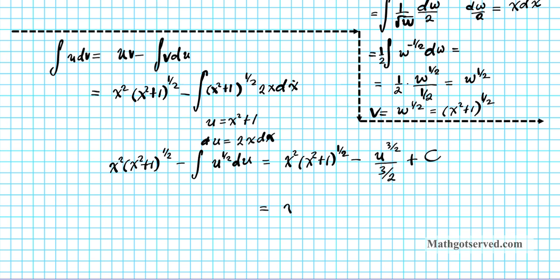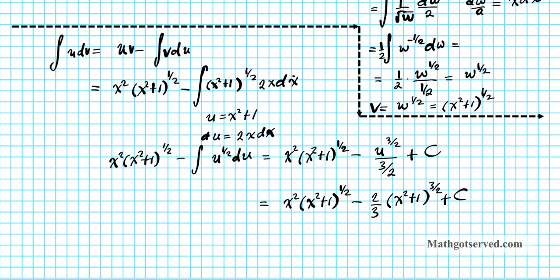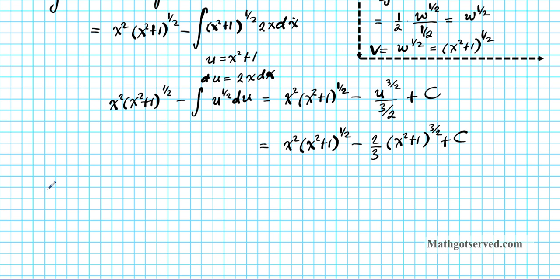So our solution is going to be x squared times x squared plus 1 raised to the 1/2 minus, you multiply the numerator by the reciprocal of the denominator, we have 2/3. And then u becomes x squared plus 1 raised to the 3/2 plus c. All right, so there is your answer. You can leave it like this, but let's make it look pretty. Okay, let's beautify it a little bit with some algebraic steps. Okay, so you can stop here, but I'm going to take it a little bit further, make it look nice.